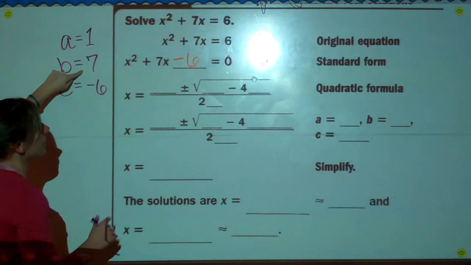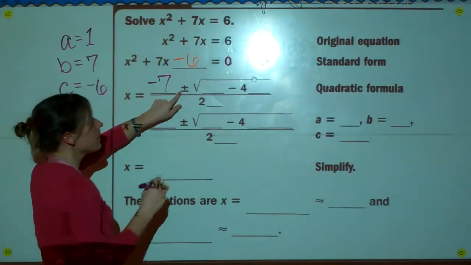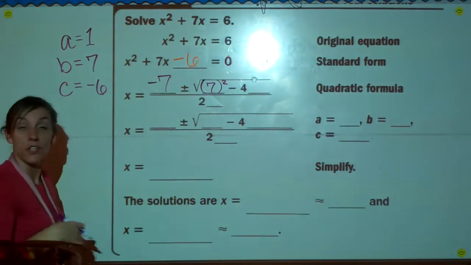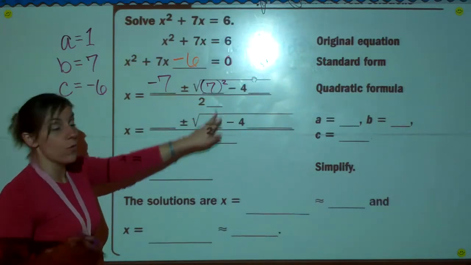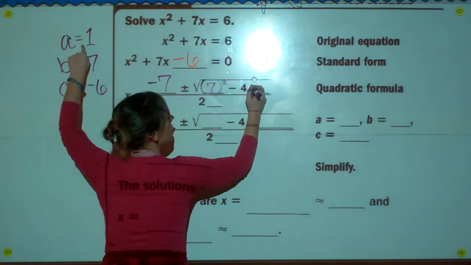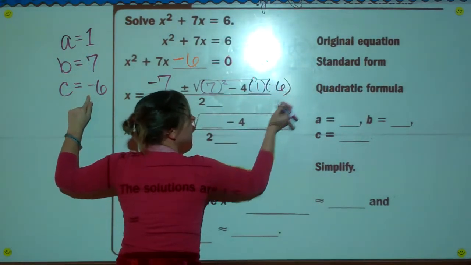So if b is 7, that means that when I put it in, I put in a negative 7, plus or minus the square root of b squared, so that's 7 squared. And you could just put 49 there if you want. And then minus 4 times a, which is 1, times c, which is negative 6.